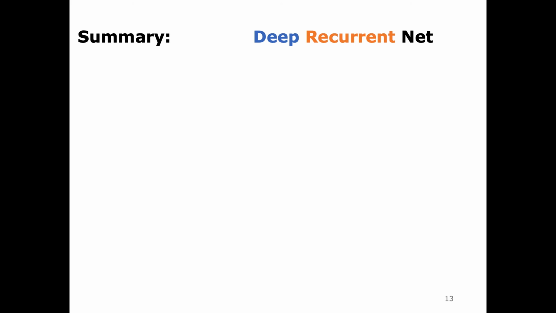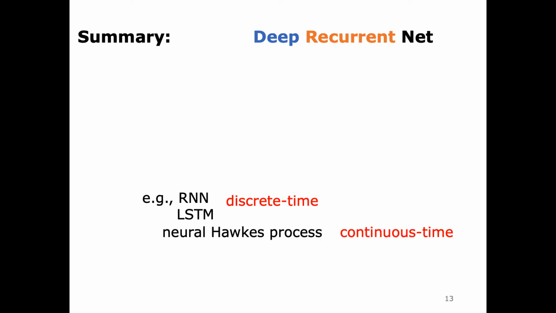At the end, what do we get out of this work? Well, if you want to model temporal data, you can use a deep recurrent net. You may or may not know RNN and LSTM, they are good for the discrete time case. You may or may not know the neural Hawkes process. It is good for the continuous time case.